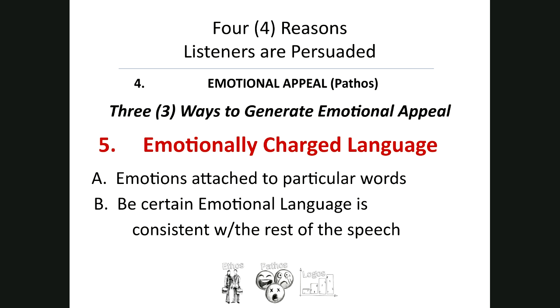And here's one of these examples again, where Blackboard is automatically changing my numbers. So this should be number 1. Emotionally charged language is one of the 3 ways to generate emotional appeal. Emotions are attached to particular words that we use. You want to be certain that your emotional language is consistent with the rest of your speech. Don't just throw in these emotional words because you think, oh yeah, this is great. It needs to fit well with the rest of the speech.